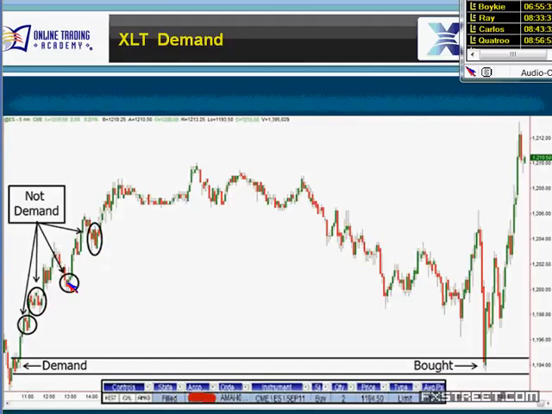This one as well. Same thing there. This one looks almost identical to this. Base, rally, base, rally. Why not buy a pullback to here? Because supply is too close. There's no profit margin there. And as I said, when you're rallying with this stair-step pattern, you're almost always going to decline with the same thing.